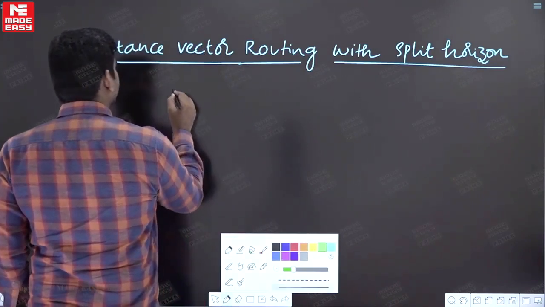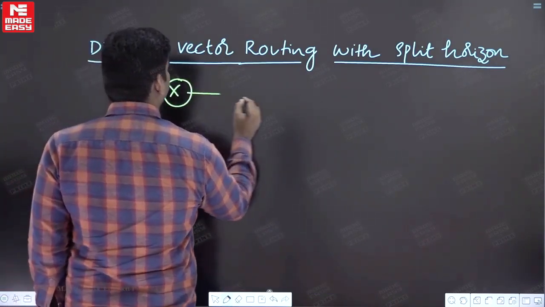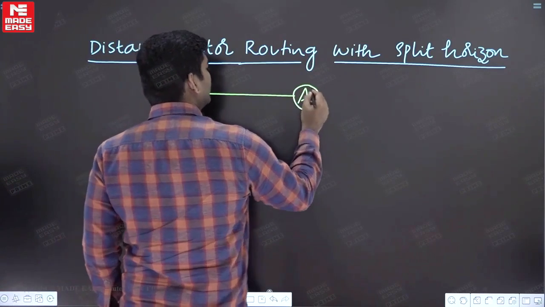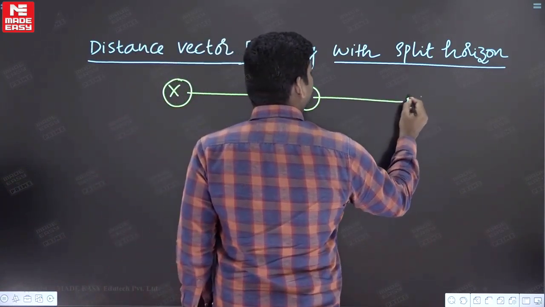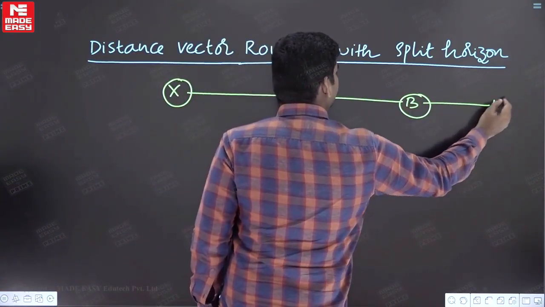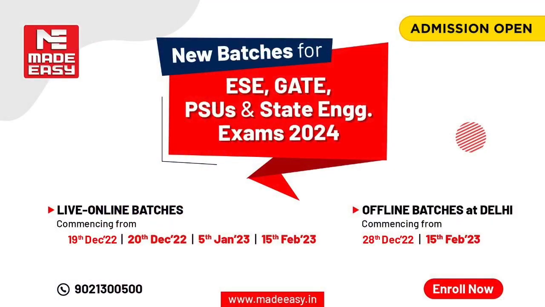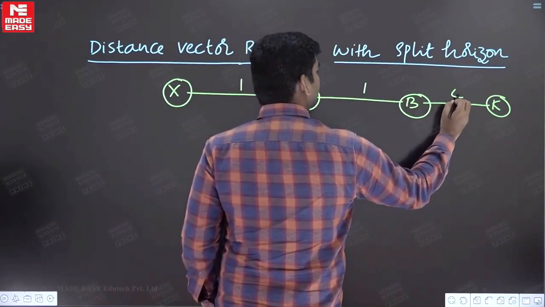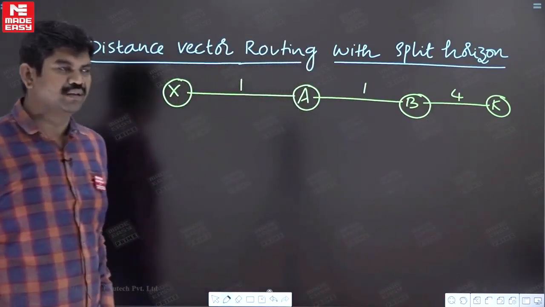Suppose we have taken some diagram. These all are the routers. Router X is connected to router A. Then connected to B, suppose some K. So these all are different routers connected with cable. So for example 1, 1 and suppose 4. These all are the delays.